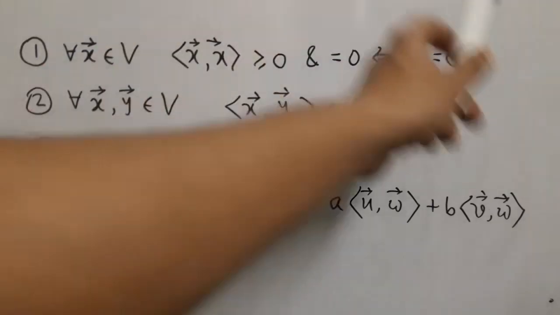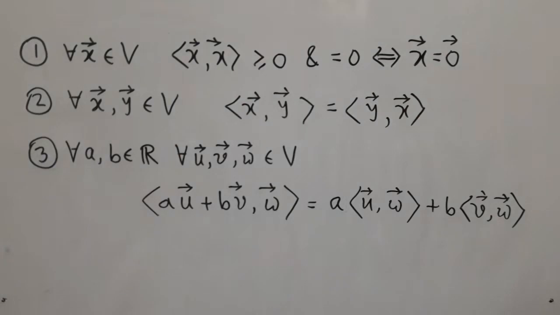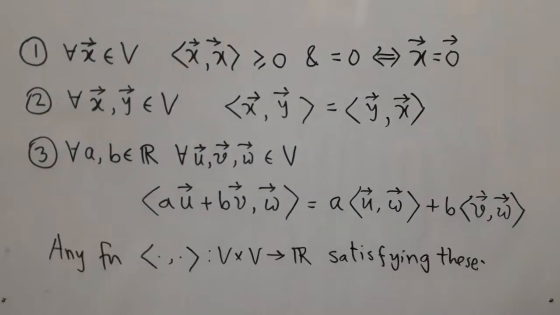Now we can take this as our definition. So here is the second definition of inner product. By an inner product, we shall understand any function from V cross V to R that satisfies these three axioms. In the next video, we shall see how these two definitions interact.